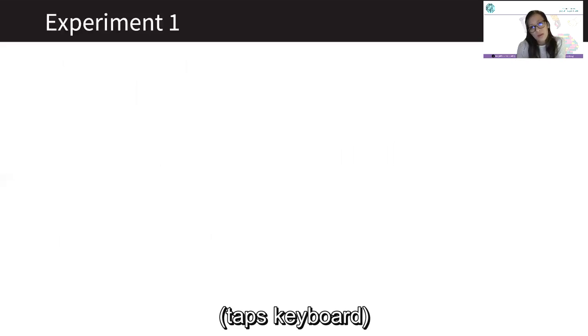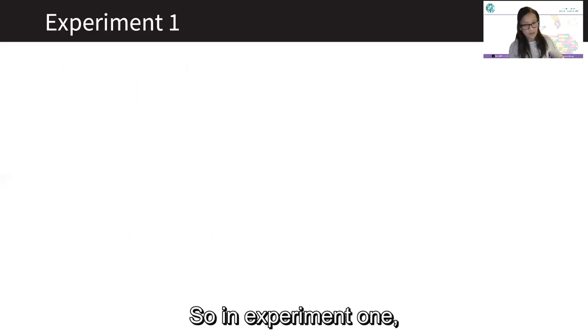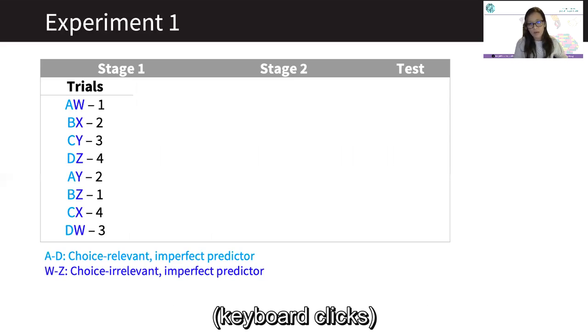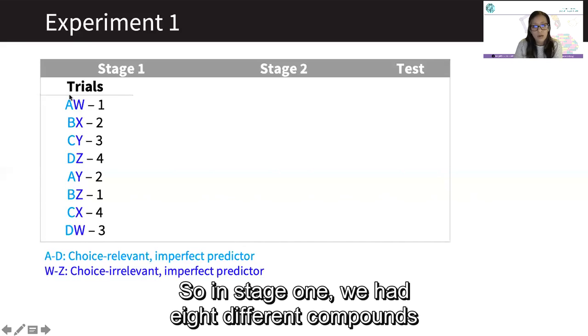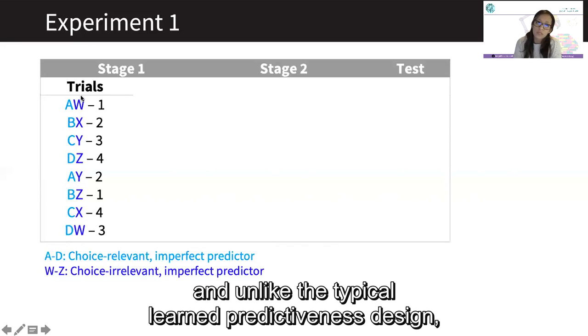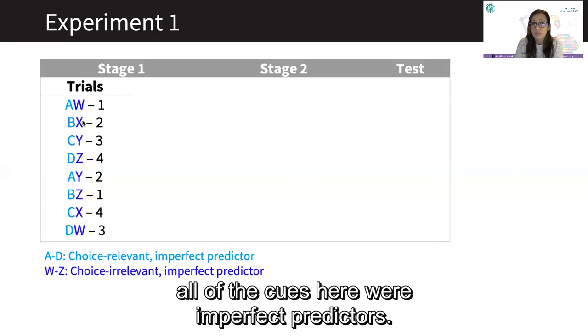Okay, so this is how we did it. In experiment 1, we had a design with 2 stages of training and a test phase. In stage 1, we had 8 different compounds. And unlike the typical learned predictiveness design, all of the cues here were imperfect predictors.